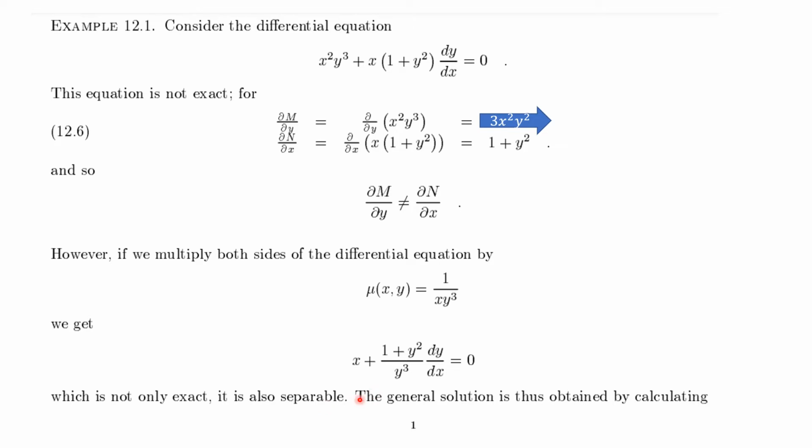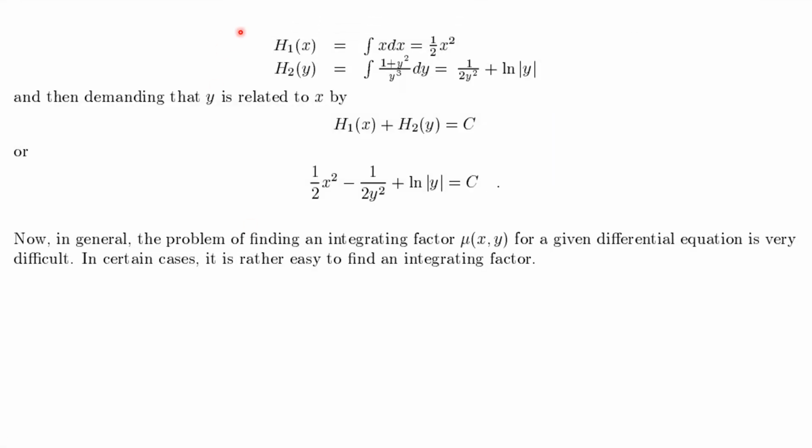Now, you could check, but you see the derivative of this with respect to y is 0. The derivative of this with respect to x, again, partial derivatives, is equal to 0. So this is exact, but it's also even a separable differential equation. And so we can calculate the solution to this by integrating both sides. And then we'll integrate both sides, and we have a constant of integration.